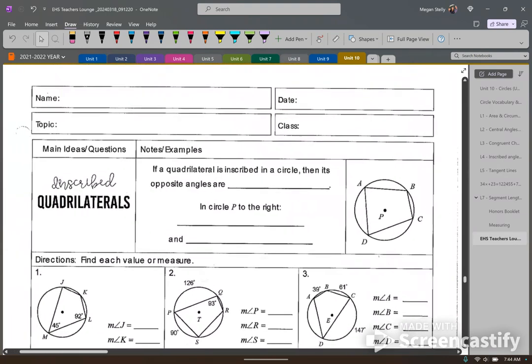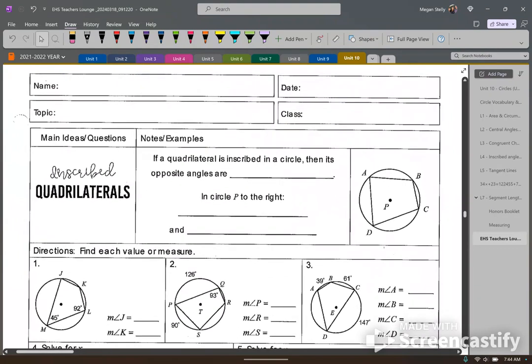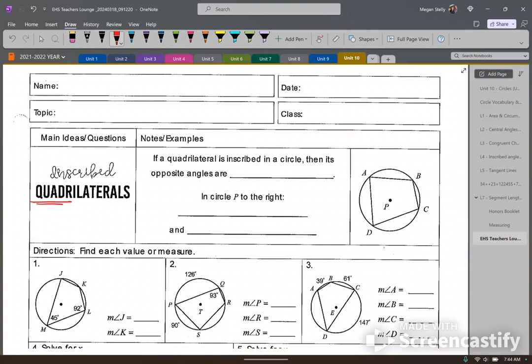All right, last little bit for today, inscribed quadrilaterals. So quadrilateral, right, four-sided figure. If a quadrilateral is inscribed in a circle, so we have a four-sided figure in the circle, then its opposite angles are supplementary. So in this instance, angle A is opposite angle C, so angle A plus angle C equals 180. Angle B is opposite angle D. Angle B plus angle D equals 180. And that's all we do for inscribed quadrilaterals.